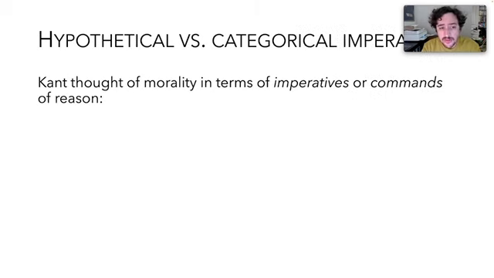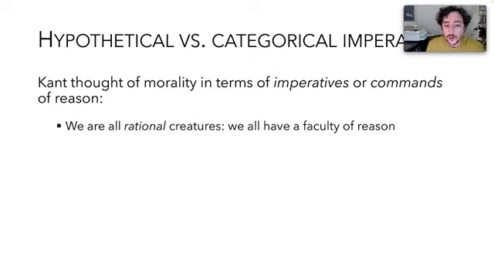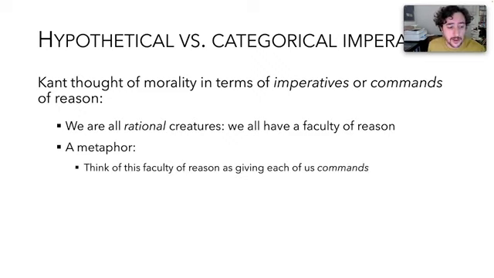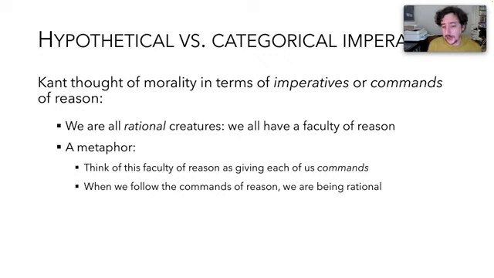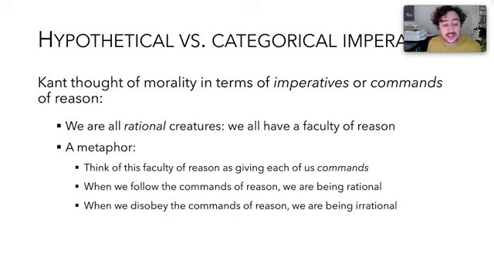As I mentioned, Kant thought of morality in terms of imperatives or commands that come from our reason, from our rational nature. So we are all rational creatures. I have a faculty of reason, you have a faculty of reason. We're very different in other ways, but we all have the ability to reason. So just to give a metaphor here, think of our faculty of reason giving us commands, telling us to do certain things. When we follow the commands that our own reason is giving us, we are thereby being rational. And to the extent that we are disobeying these commands given to us by reason, we are being irrational.